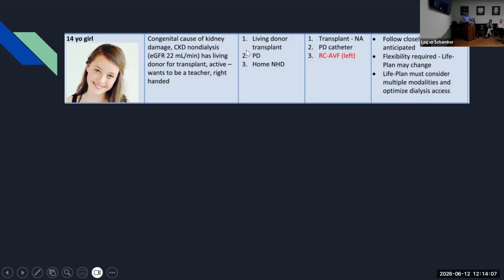Now, what would be ideal scenarios for her kidney disease? Obviously, the first choice would be having a living donor transplant, but secondarily, perhaps doing peritoneal dialysis or home nocturnal hemodialysis. Following this plan, doing transplant first, then a PD catheter if transplant is not an option, and then lastly a radiocephalic AV fistula on her left hand. So again, the recommendation is to follow closely with her. She's anticipated to have a long life. But always keep in mind, as nephrologists and investigators in conjunction with vascular surgery, we should remain flexible to her and how her life plans could change.